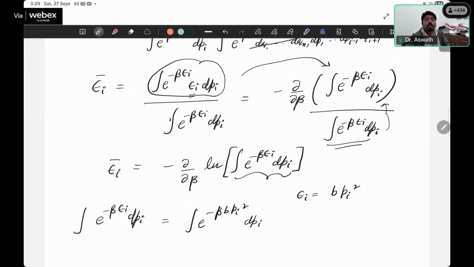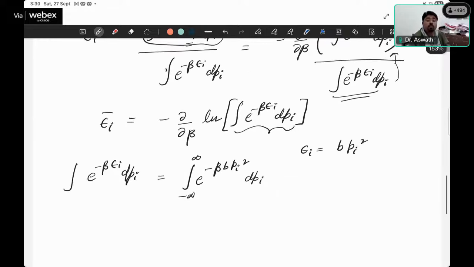Now the kinetic energy can go from minus infinity to plus infinity, and so can the momentum. This is the expression I want to evaluate. If you look at it carefully, what you can do is assume y equals square root of beta times p. If you do that, what happens?